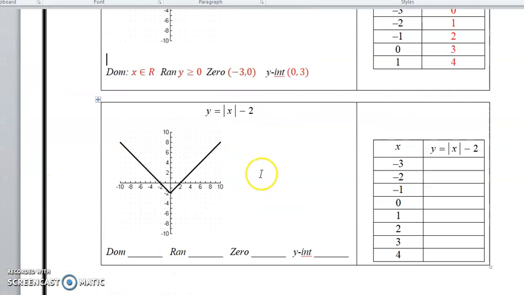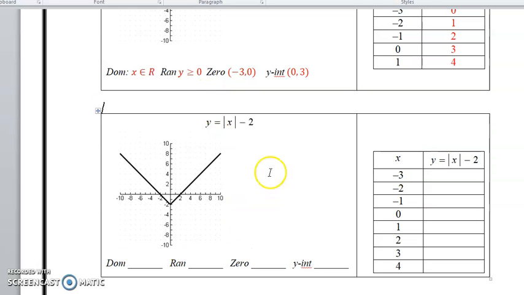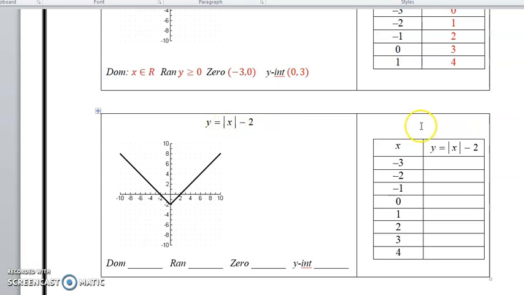Next, this graph's a little different, and the reason it's a little different is there's a part of the function outside the absolute value. So this is going to create something a little different that we haven't had happen yet. So if we take the absolute value of negative 3, we get 3, and then we subtract 2 from that, we get 1. Okay, so just be mindful of that. And then negative 2, absolute value of negative 2 would be 2, 2 subtract 2 is 0. And absolute value of negative 1 is 1, and 1 subtract 2 is negative 1.